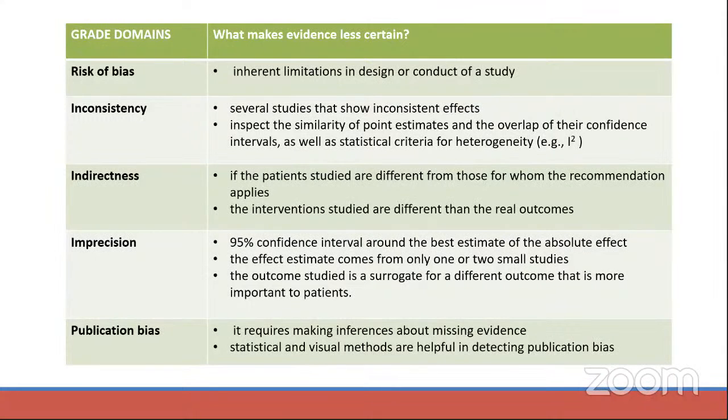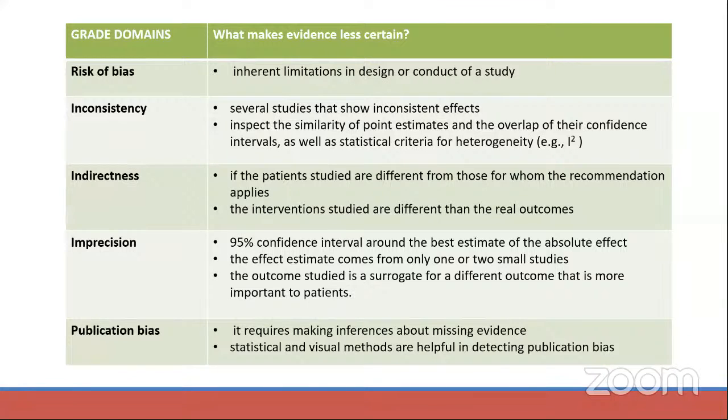Sometimes the outcome studied is a surrogate for a different outcome that is more important to the patients. For example, if you're going to study fractures, some authors could have used bone mineral density rather than outcome measures directly related to assessing a fracture, for example, looking at a CT scan or X-ray. So then bone mineral density becomes a surrogate measure. You should take those points into consideration as well.